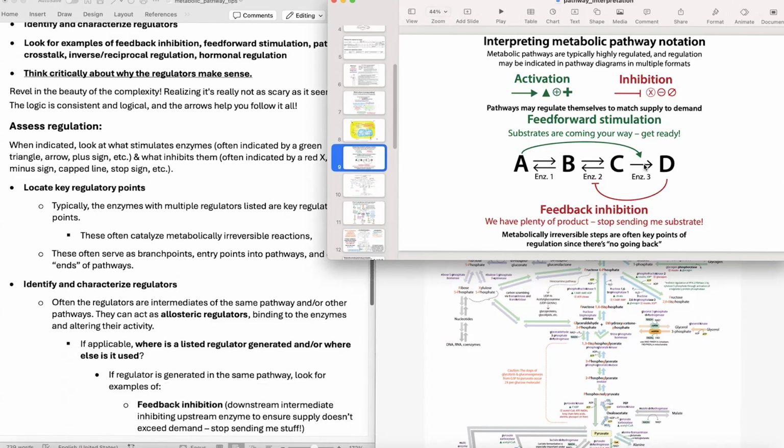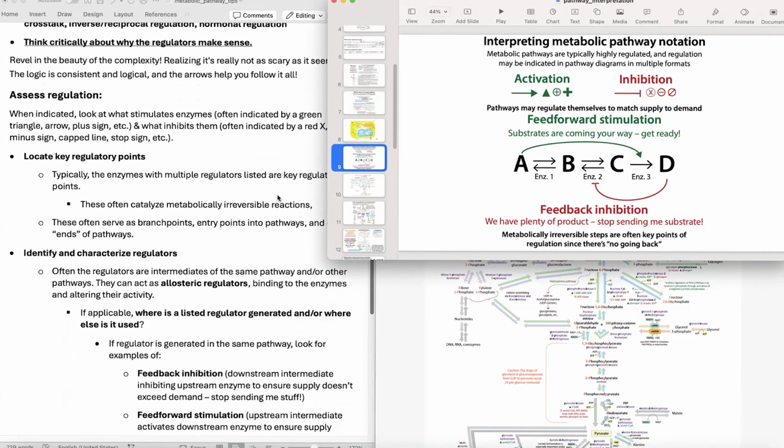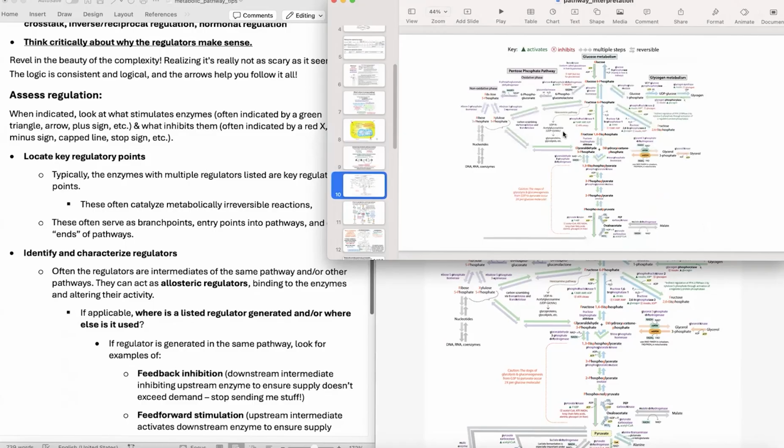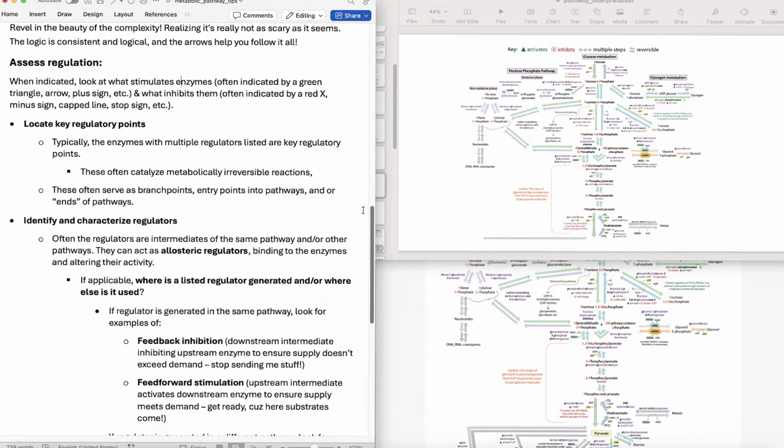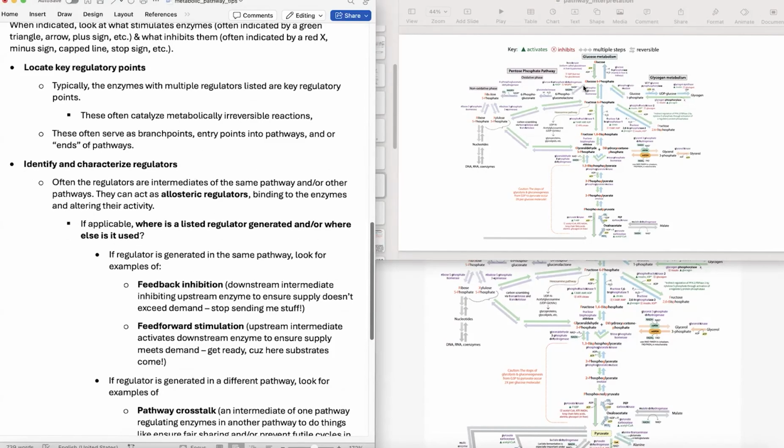So let's talk about some different types of activation and some different types of inhibition to keep an eye on. So first you want to locate them. And so again, you want to look for those places where you see things in red, things in green, things with these symbols that are listed. And so these are often going to be at the entry points into pathways, at branch points. So you can see we've got branch points at which we have these high levels of regulation. They can be at the ends of pathways, helping drive the pathway forward. And so those are places where you want to look and see if you find those key regulatory points.